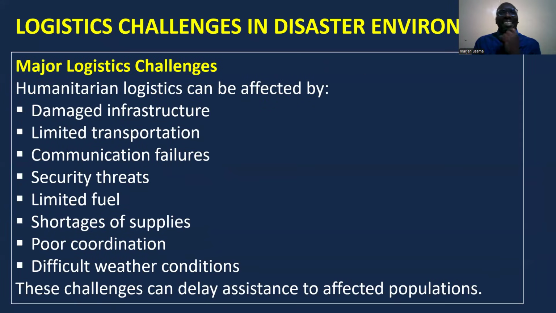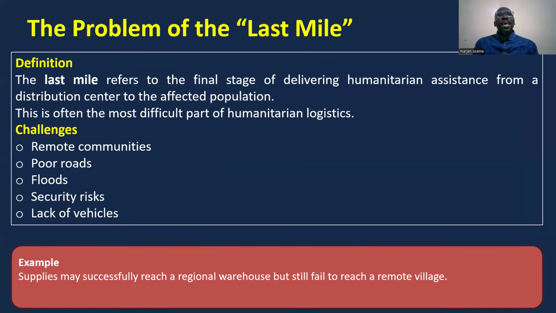Now, what are some of the logistic challenges in disaster? Sometimes you have damaged infrastructure, you cannot travel because the roads and the bridges have been damaged. Limited transportation means communication failures because the communication lines, the electricity, the internet have been affected. Security threats, we have some terrorists, some militias, limited fuel, and so on. The problem of the last mile.